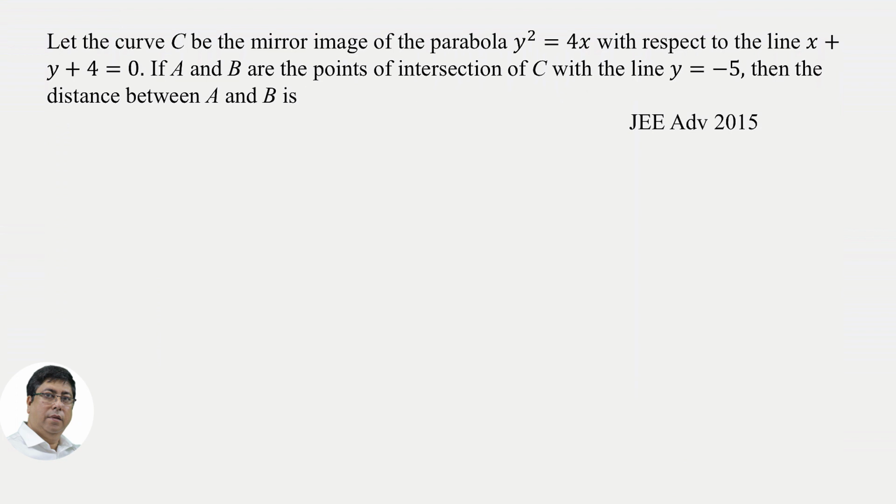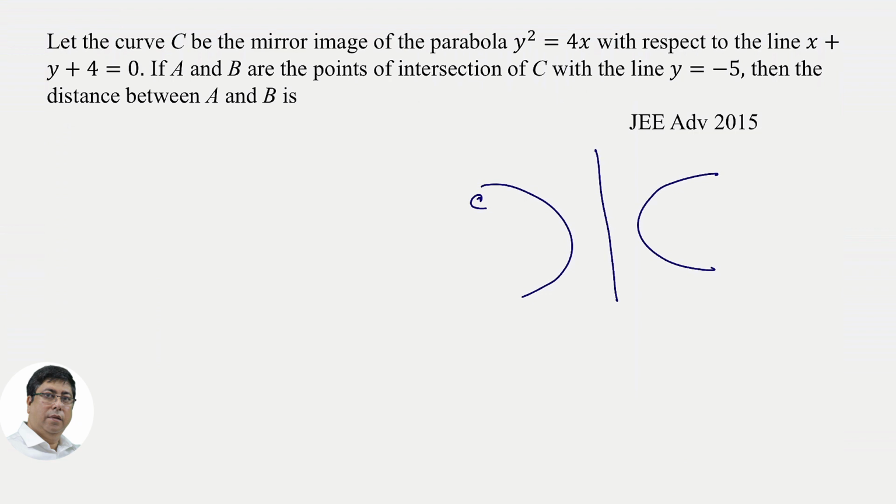Let curve C be the mirror image of the parabola with respect to the line. The mirror image of the parabola is also a parabola only. If A and B are the points of intersection of C with the line y equal to minus 5, then find the distance between A and B. So how to solve this sum? Let this be the parabola, this be the line, and suppose this curve is C.